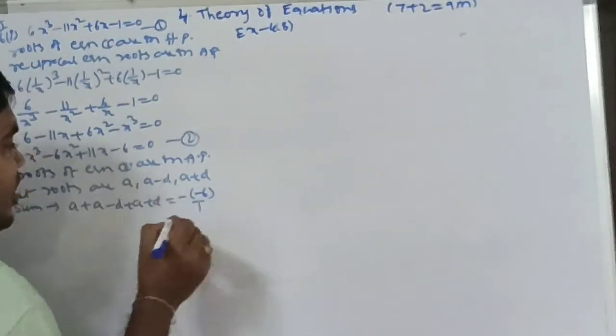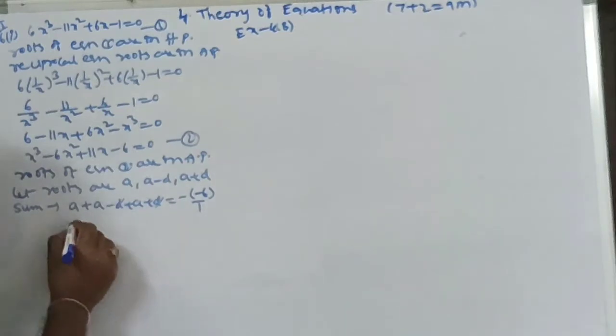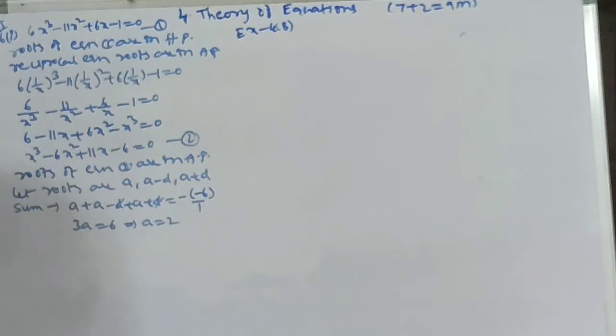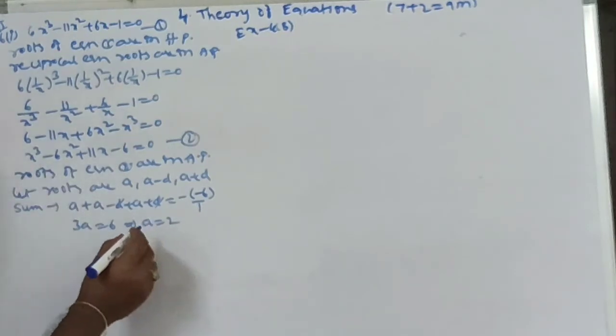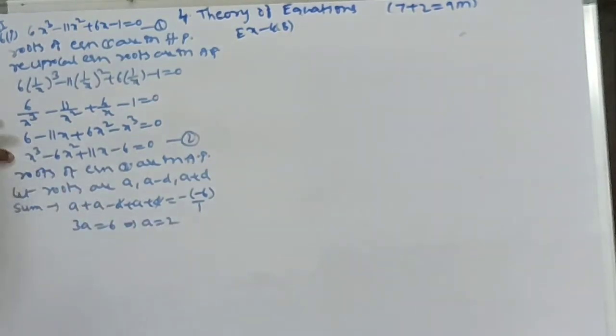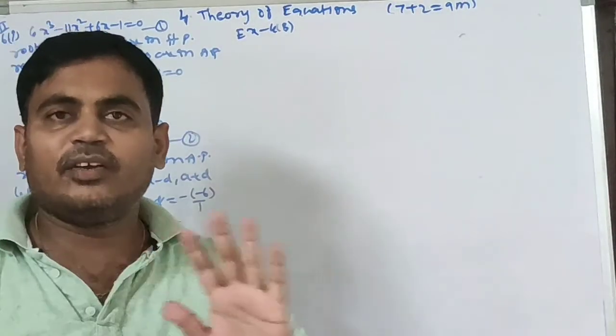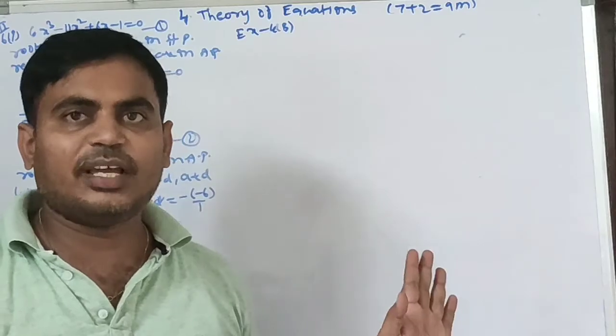So we are talking about equation 2 only. Minus of minus 6 by 1, the D cancels. 3A equal to 6, so A equal to 2. Now I want to apply Horner's method on equation 2. I am finding the roots of only equation 2, not equation 1.